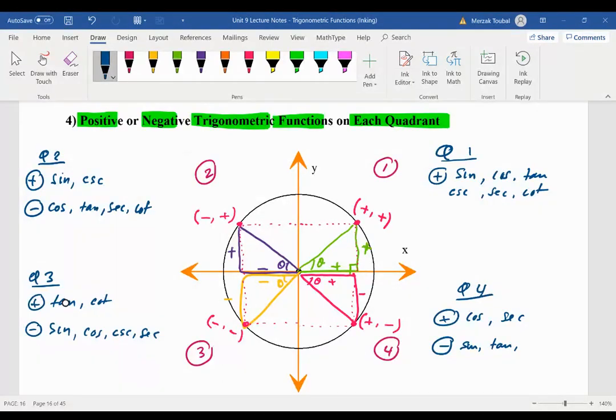So cosecant and cotangent are both negative. Another trick is you look at the x and y coordinates at each quadrant. The cosine will be the adjacent, it means it will be the x coordinate, so it will be plus. The sine is the y coordinate, in this case plus.